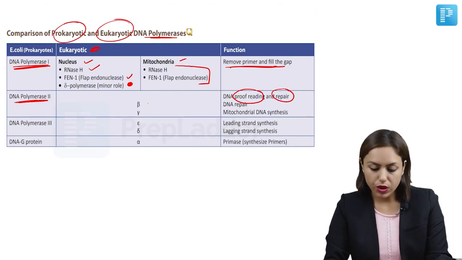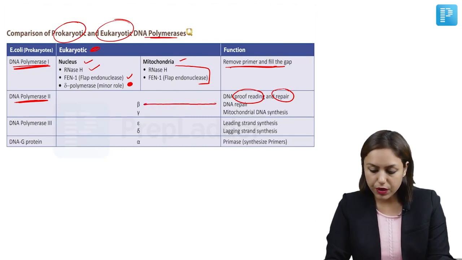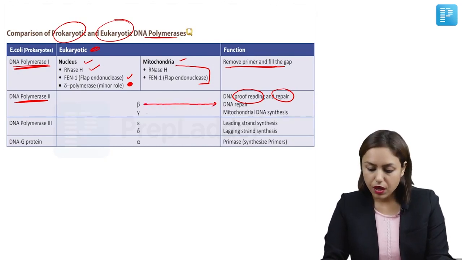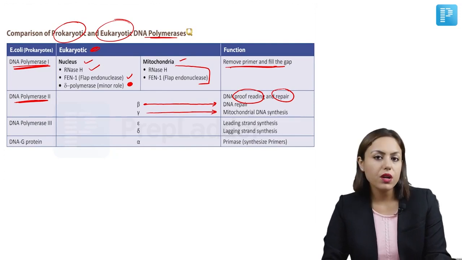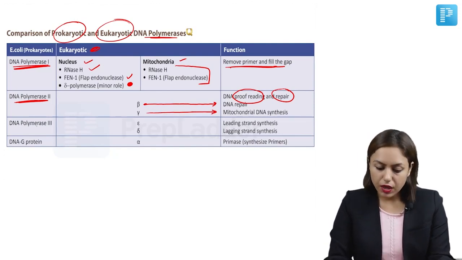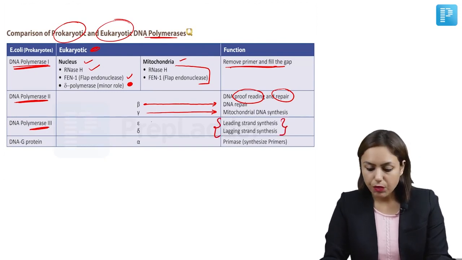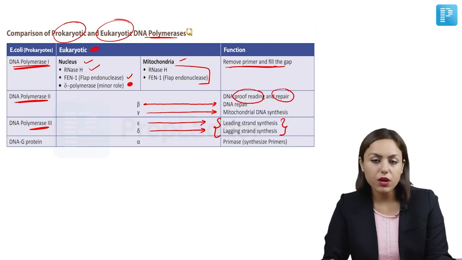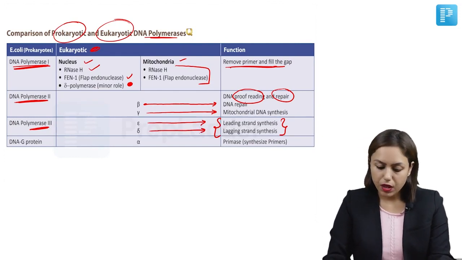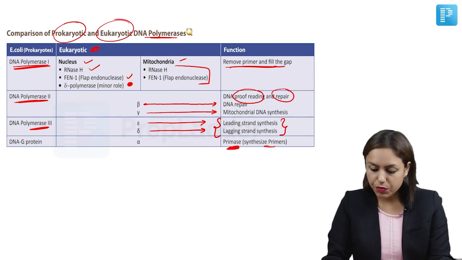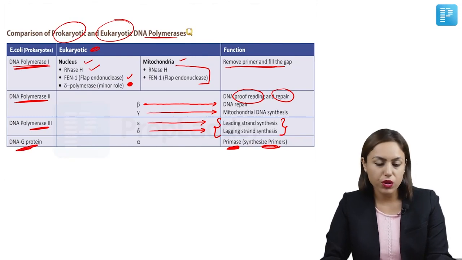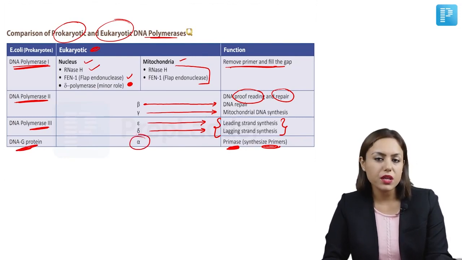Now this was in prokaryotes. In eukaryotes, beta polymerase for repair, gamma polymerase for mitochondrial DNA synthesis, right? Then DNA polymerase 3 will make leading and lagging strands both. But in eukaryotes, epsilon for leading strand, delta for lagging strand. Okay. Then primase, that is primer synthesis, that is done by DnaG protein in prokaryotes and alpha polymerase in eukaryotes. Okay.